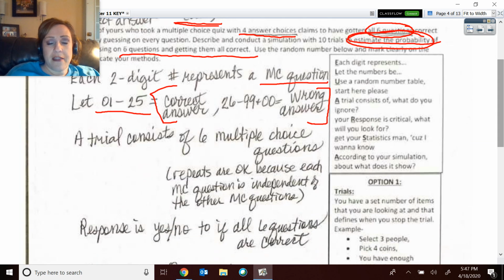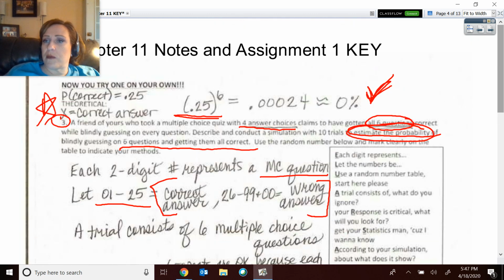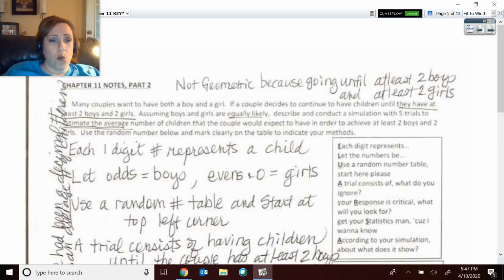All right. Then the notes part 2 was where you were dealing with problems, and in these cases, you really did need to do a simulation to come up with the answer to the question.